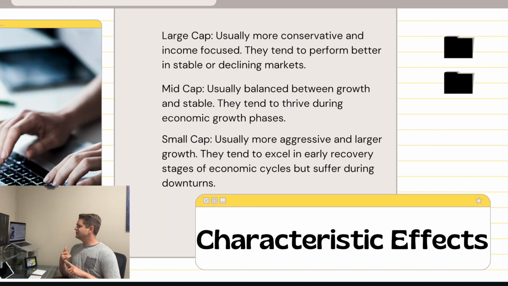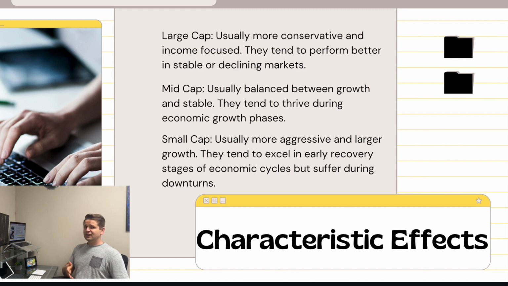Just a really quick recap. If I take a large cap, they're usually more conservative income. They tend to perform better in stable or declining markets. Mid caps tend to thrive during economic growth phases, where small cap is usually more aggressive. They have larger growth. They tend to excel in early recovery stages of economic cycles. And if you look back on the charts, you'll see that they have these really wild high spikes that kind of come up. And there's a lot more volatility when it comes to the small cap. So that's something to kind of think about.